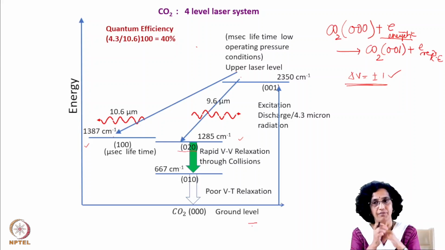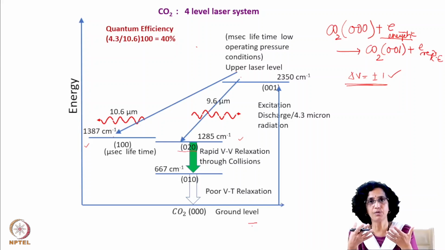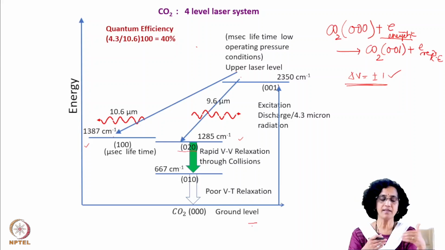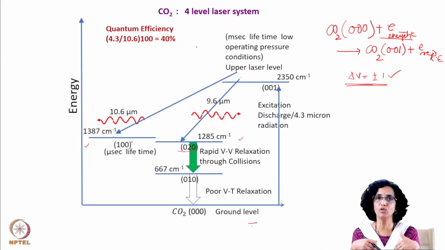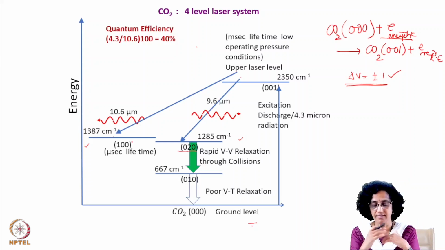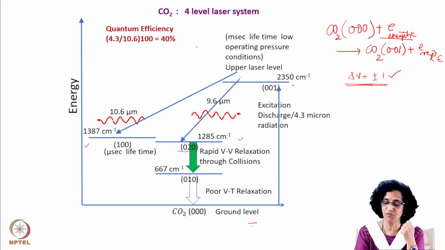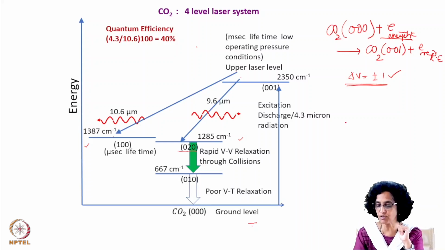Well, in a discharge, you have electrons of all kinds of energies, because they will also have that Boltzmann distribution. So you have electrons of various energies, and they can collide with ground CO2 molecules and excite them to various energy levels. But luckily, nature has given an advantage for 001 here. You see, zeros in from 000 to 001. What is delta V?